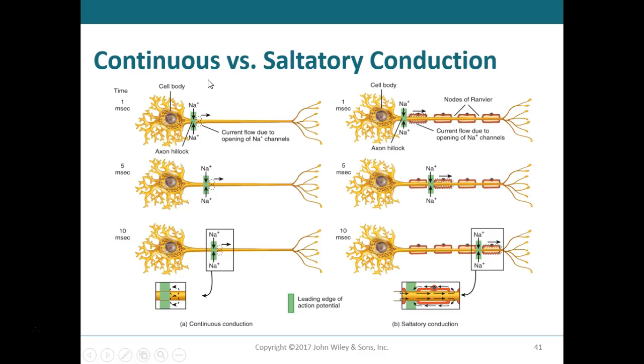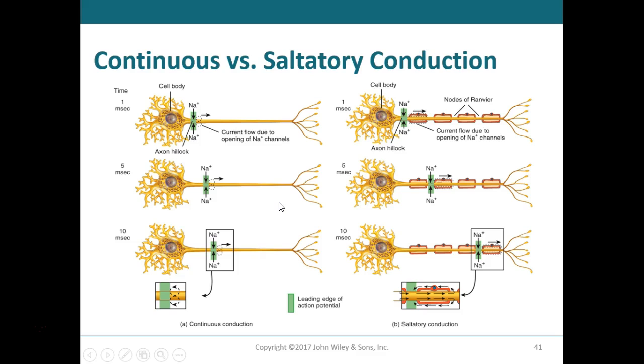Here you can see in version A, the action potential is propagating along the axon. In 1 second, we are depolarizing this area of the membrane, and that's going to cause adjacent voltage-gated ion channels to open here in the membrane, so more sodium comes in, and now this part of the membrane depolarizes, and that continues. After 5 milliseconds, you can see the action potential has only traveled a short way down the axon, and in 10 milliseconds, still a very short distance.